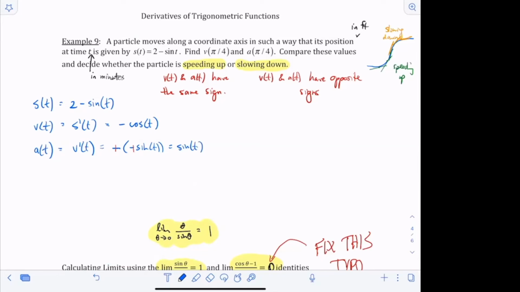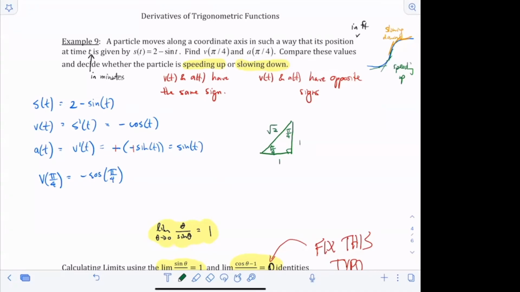All right. So what we need to do now is calculate the velocity at time pi/4, which would be negative cosine of pi/4. So how are we going to figure that out? Well, we have three special triangles. But one of them is this triangle where we have pi/4 and pi/4 and 90. And that was the 1-to-1-to-rad-2 triangle.